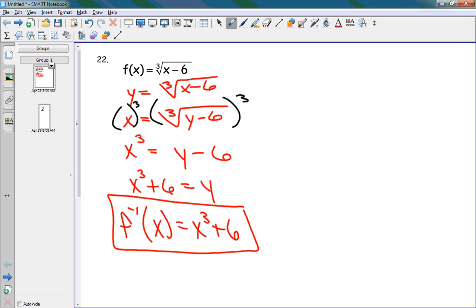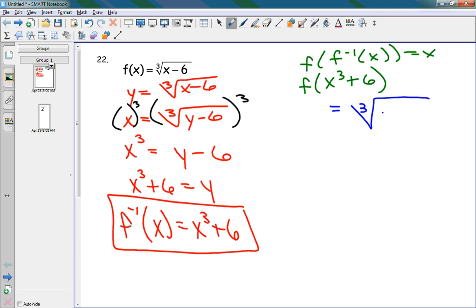Now, how do I prove that f of f inverse of x is equal to x? How do I prove that? That means I'm going to be taking the f function, I'm going to evaluate it at x cubed plus 6. Do we understand that, yes or no? Hello? We good? Okay, so what is f understood to be?